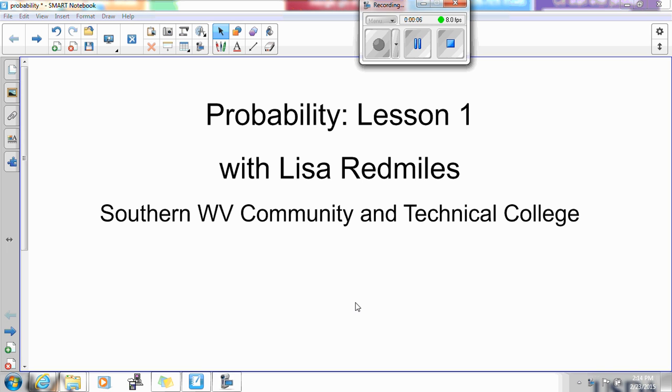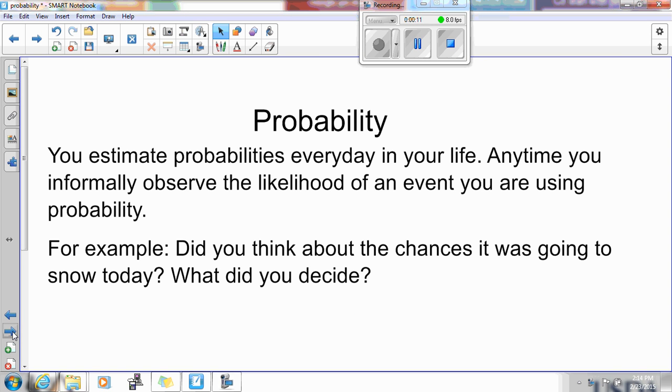And today we're going to be looking at probability. You may not realize it, but you estimate probabilities every day in your life. Anytime you informally observe the likelihood of an event, you're using probability. For instance, did you think about the chances it was going to snow today? Or rain today? Or what are your chances for getting a certain grade on a test? These are all probabilities, but they are informal.